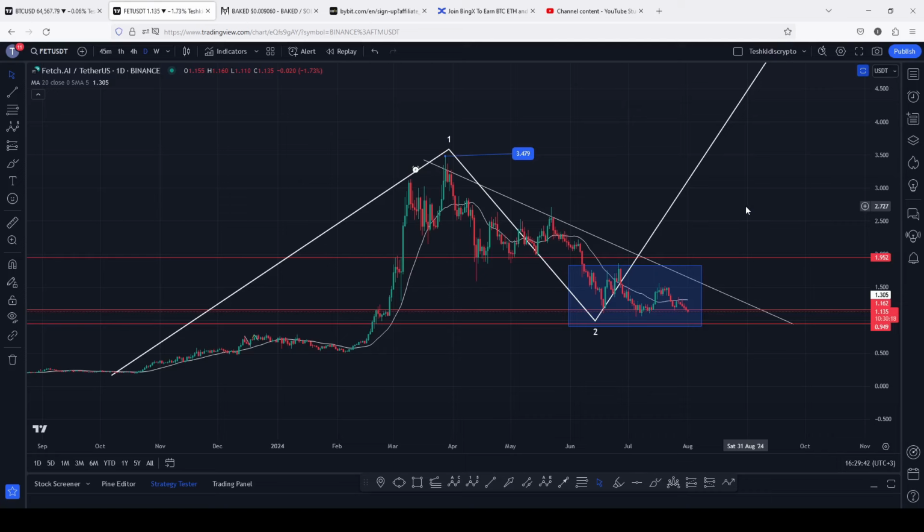Fetch AI will definitely give us exponential gains, where we can easily see more than a 10x from the current prices that we have at the moment once the bull market is here. In today's video, I will be discussing a negative structure that is playing out here on the charts, and give you my long-term price prediction as well as the short-term price prediction analysis.